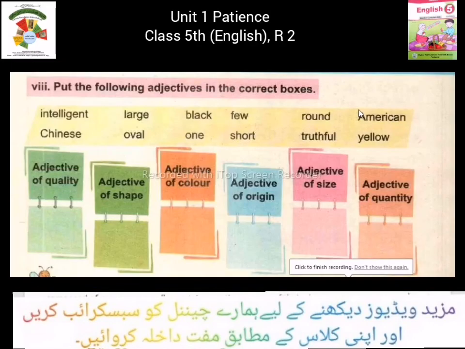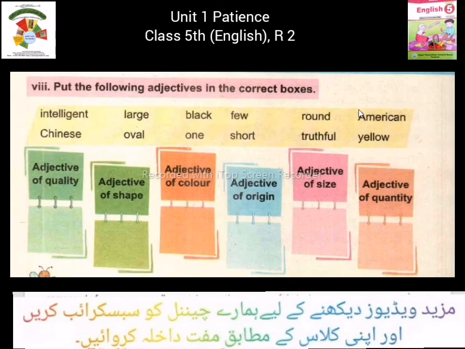Exercise: put the following adjectives in the correct box. There are different words that we will put in the right box. First one is adjective of quality. We will find which of these words are adjectives of quality. For example, intelligent and truthful. These are adjectives of quality. Okay, write in your notebook.